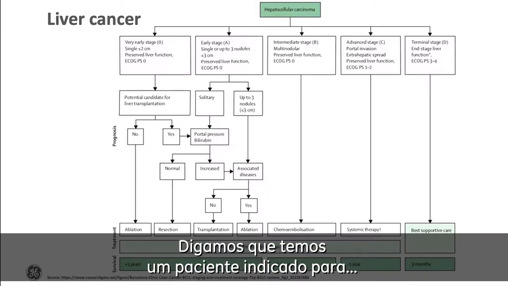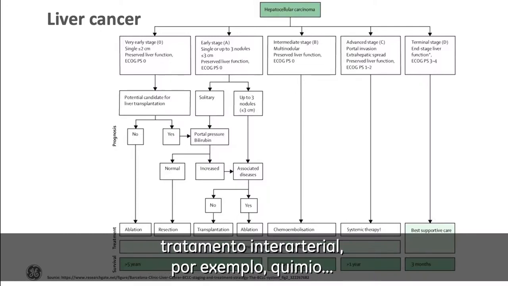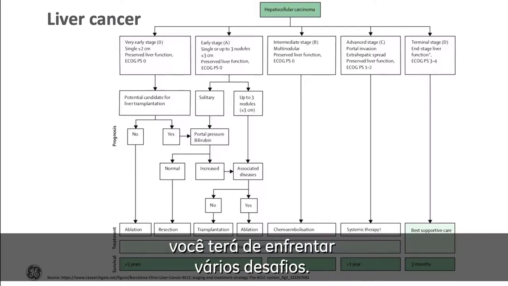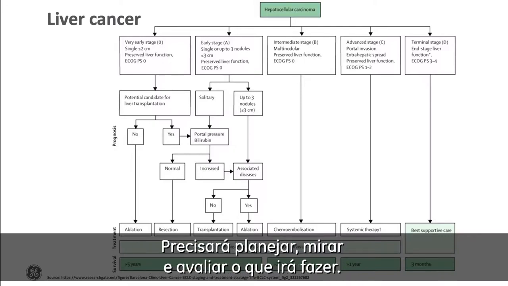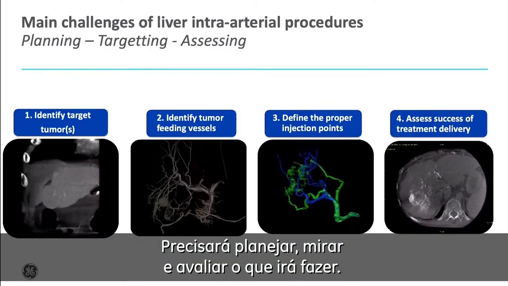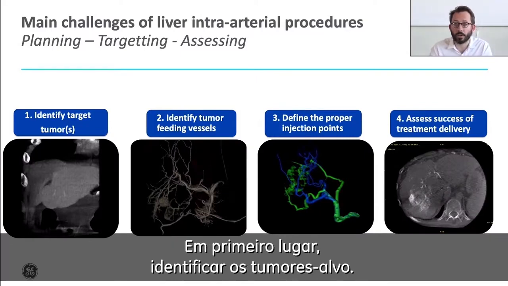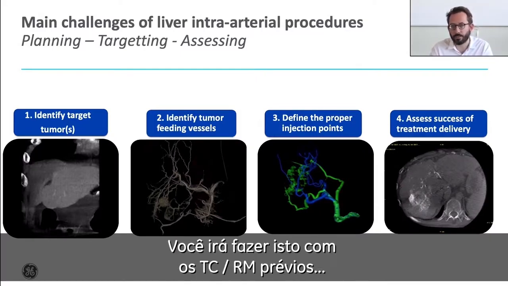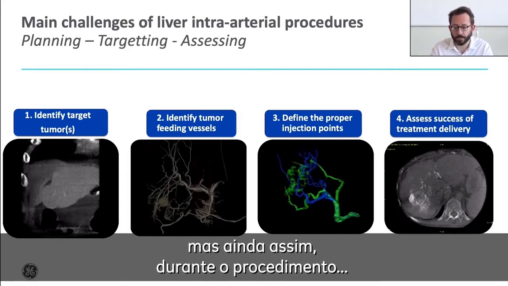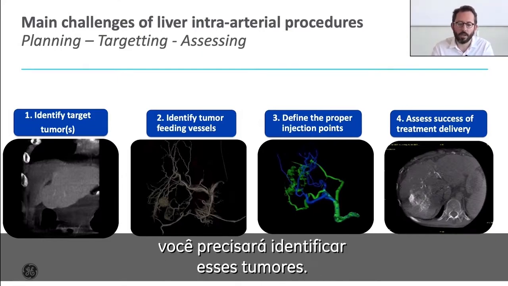So say you have a patient that has an indication for intra-arterial treatment, say for instance chemo, and you will face several challenges that you need to address because you want to plan, you want to target and assess what you are going to do. So you want to identify the target tumors, and you will do that with pre-operative CT and MRI, of course, but still during the procedure you will need to identify those tumors.